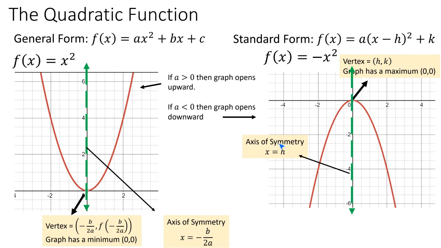And the axis of symmetry is always going to be the x-coordinate of the vertex. So in this case, the x-coordinate of the vertex is h. So we say the axis of symmetry is x equals h. And on the left side, our axis of symmetry is going to be negative b over 2a. Again, the axis of symmetry is a line that cuts your parabola in half, and it's similar to the reflection that we talked about in chapter 1. In a little bit, we're going to be looking at all these in more detail.